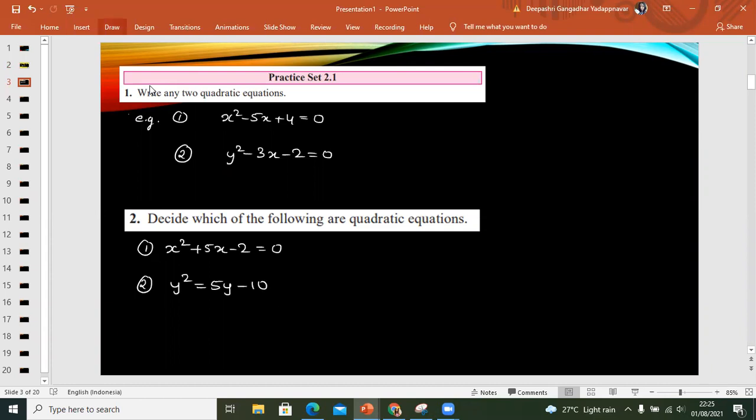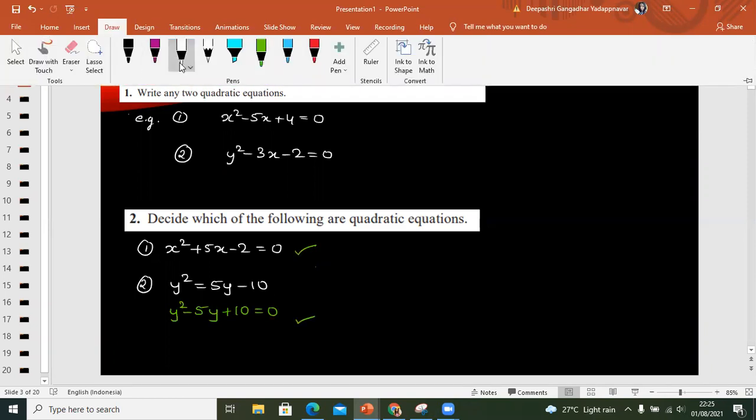y square equals 5y minus 10. I'm going to write it in a proper form. So I'll write this y square here. Bring this 5y to the left side. When you move this to the left side, it will change the sign. Minus 5y. Negative 10 will become positive 10, equals 0. So this is a quadratic equation. This is also a quadratic equation. Let's do the third question.